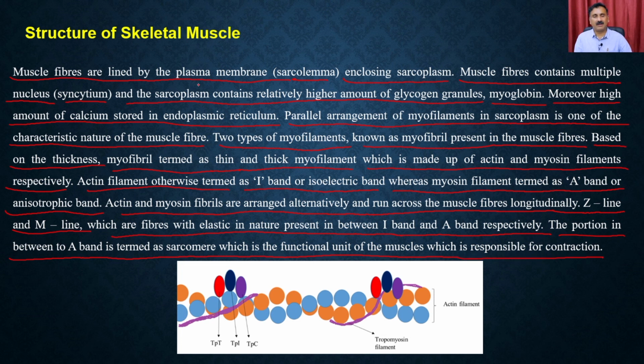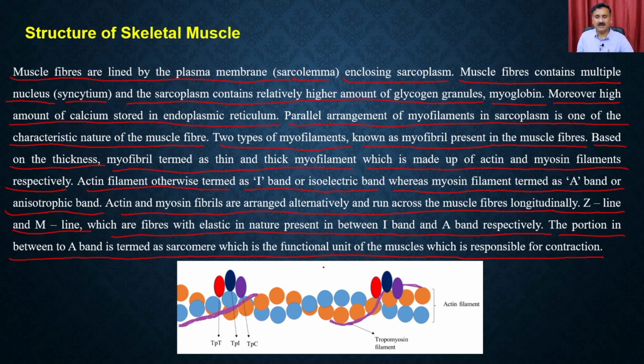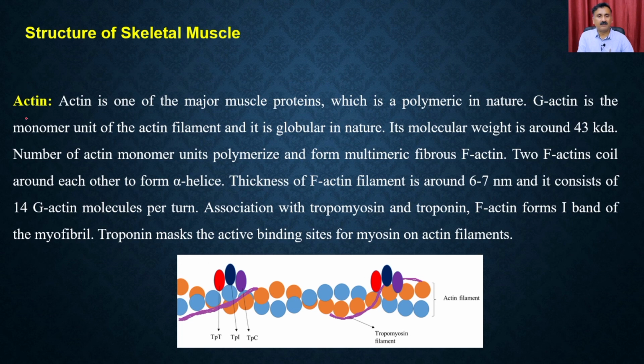So, individual skeletal muscles have different types of proteins which contribute to the formation of the fibers and other activities. Let us see what the different proteins responsible for the formation of the fibers are. The first protein you have is actin. Actin is one of the major muscle proteins and is polymeric in nature. G actin is the monomeric unit of the actin filament and is globular in nature. Its molecular weight is approximately 43 kilodaltons.